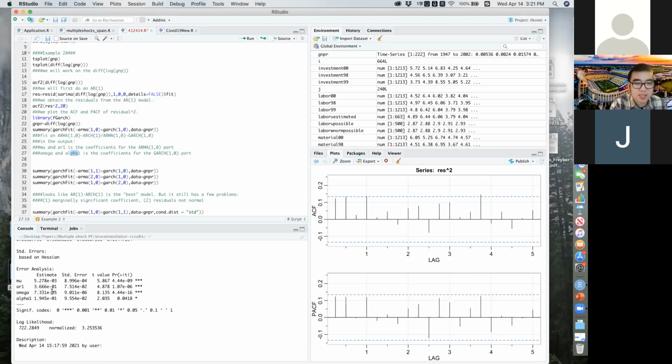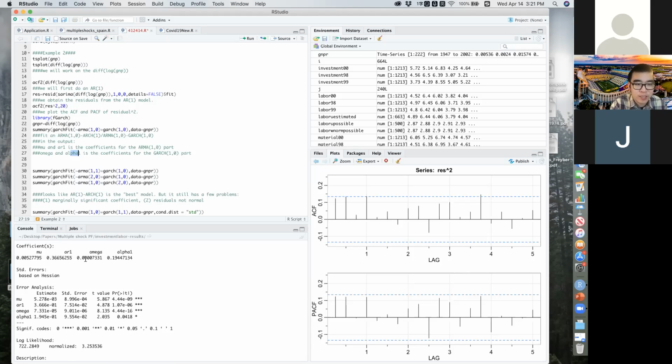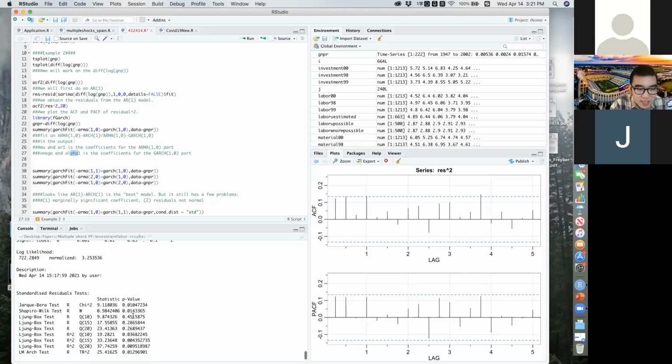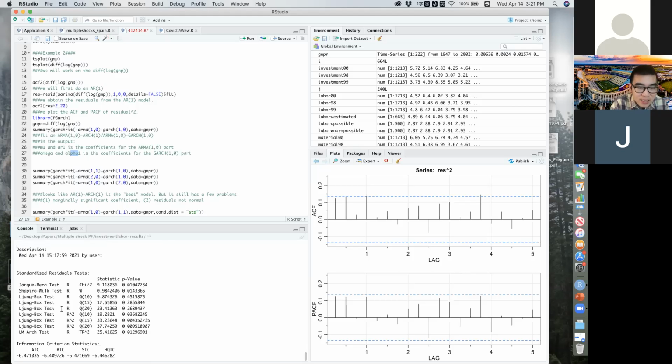Right. So that's how you read the output. And luckily, we can see that all the coefficients are statistically significant. The alpha 1 coefficient is marginally significant. Now that's good, but it's still significant at the 5% significance level. All right. The next thing that we want to look at is this residual test.